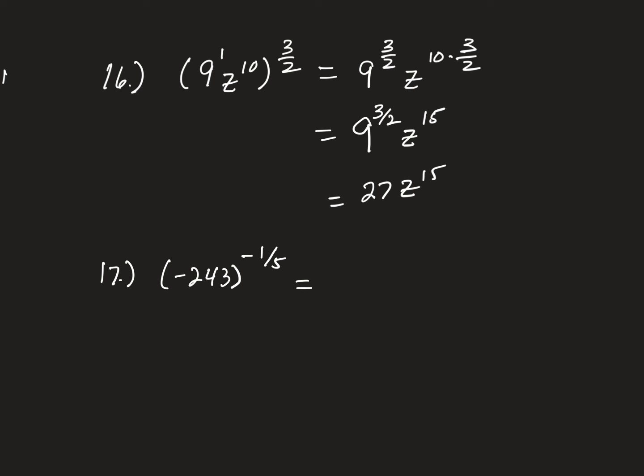Okay, before we find the negative 1/5 power, we got to understand that that's going to have to be the reciprocal. So you have negative 243 raised to the 1/5. You can use a calculator to figure this out. That's going to give you 1 over negative 3.